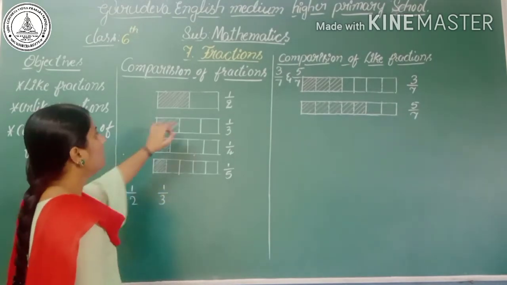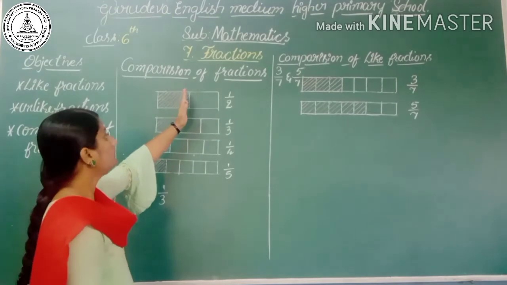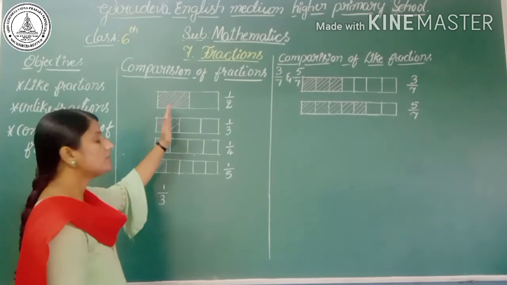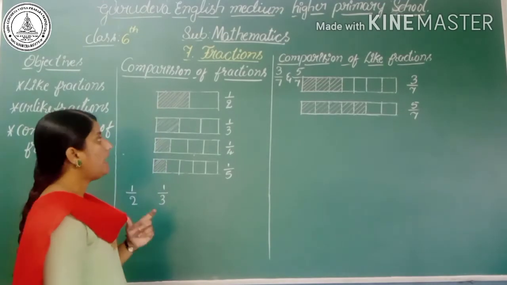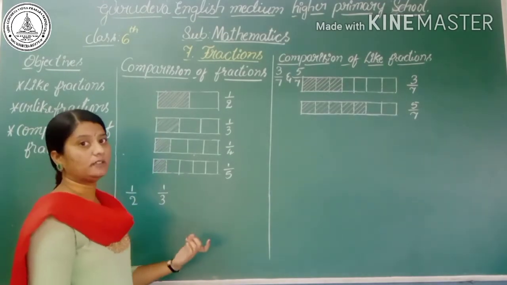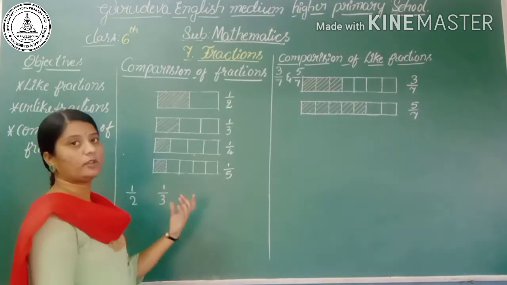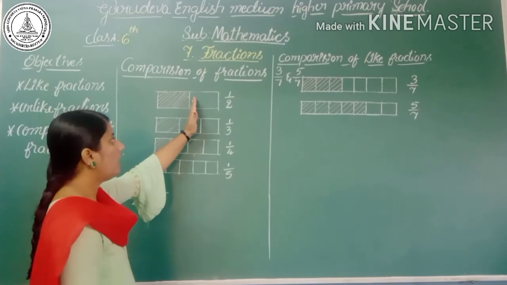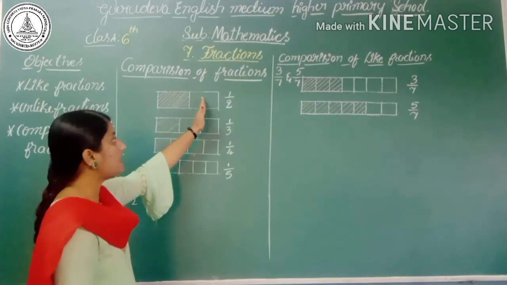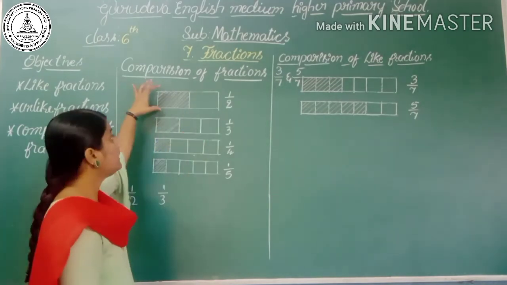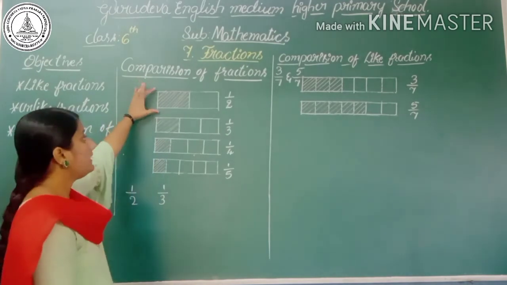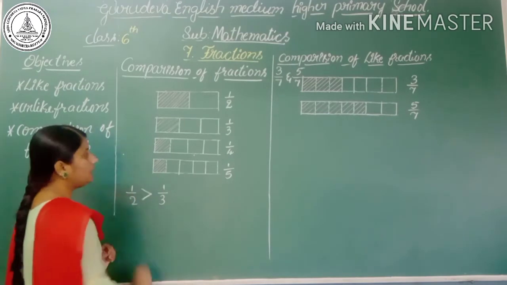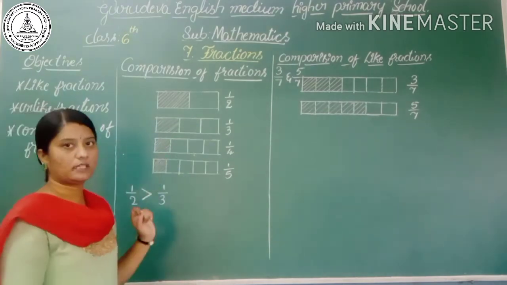You see here there are two parts, and one of the parts is shaded. Here there are three parts, and one of the parts is also shaded. Which portion has the larger value? You can say here there is a half, so it has the greater portion, so it is the greater fraction. Half is greater than 1 by 3, right?